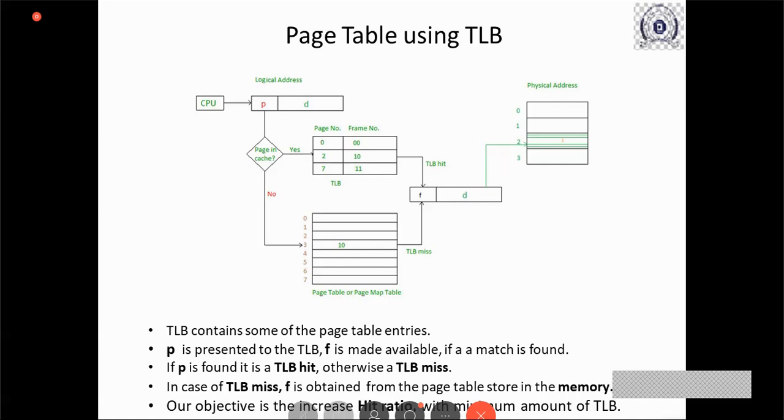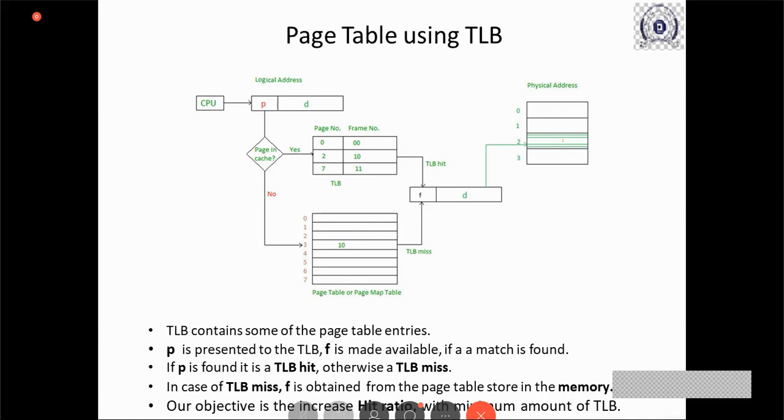In case of TLB, we define a measure called hit ratio. The hit ratio is defined as the ratio of the number of hits to the total number of requests sent.